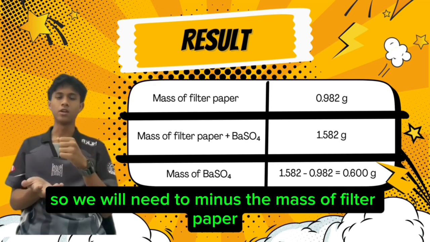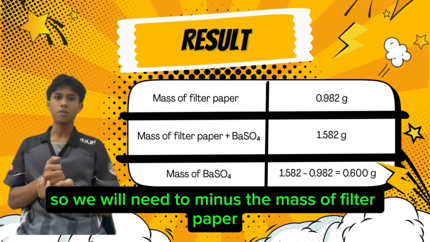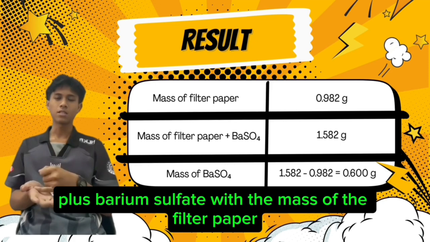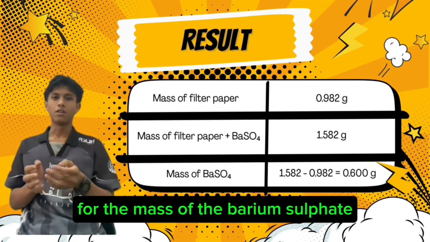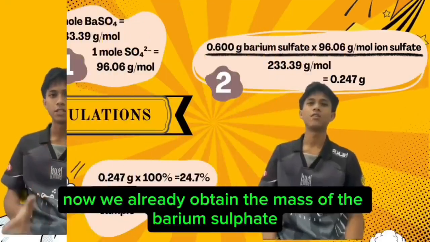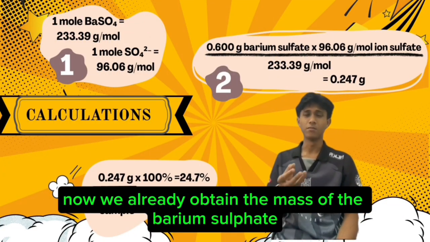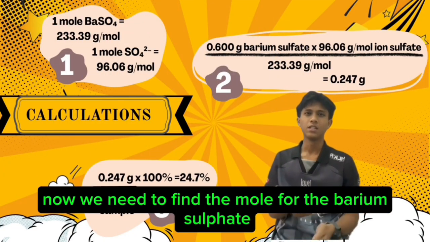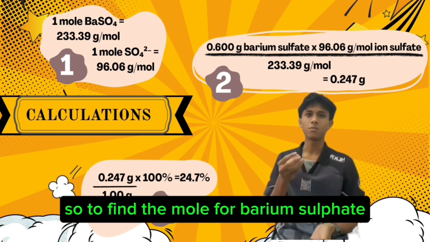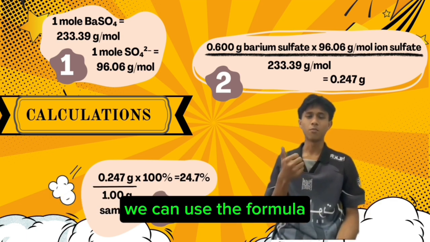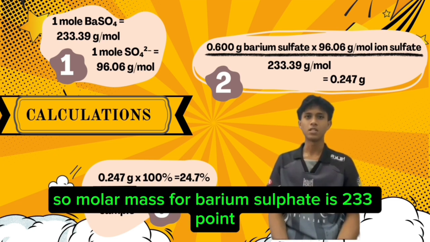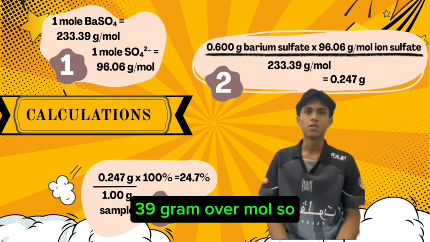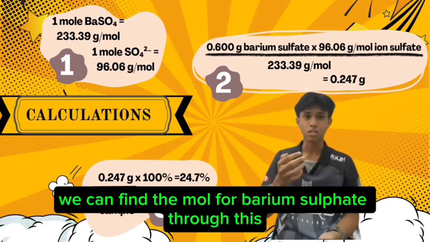So we subtract the mass of the filter paper from the mass of the filter paper plus barium sulfate. We obtain 0.6 gram for the mass of the barium sulfate. Now we need to find the mole of barium sulfate. We use the formula mole equals mass over molar mass. The molar mass of barium sulfate is 233.39 gram per mole. So we can find the mole of barium sulfate through this formula.